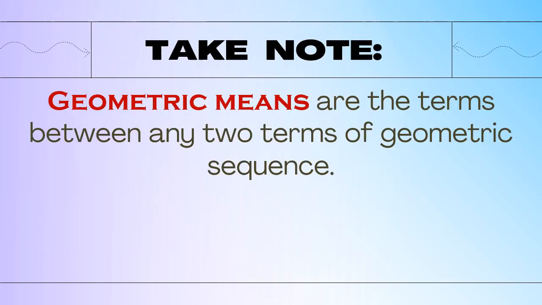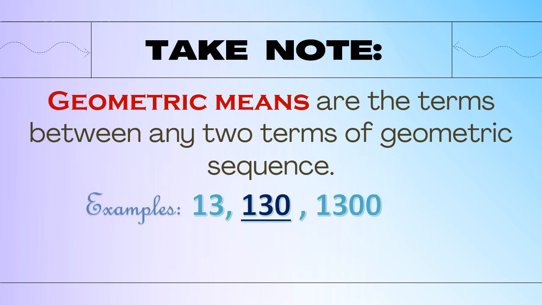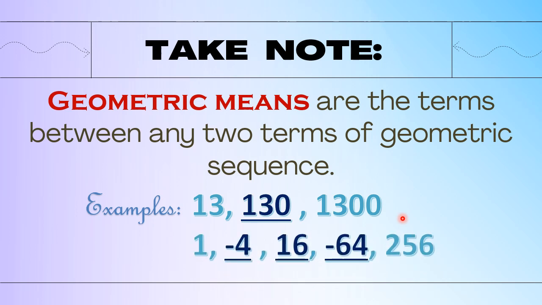Okay. Again, what are geometric means? These are the terms between any two terms of a geometric sequence. Like for example, 13, 130, and 1300. 130 is considered our geometric mean since it is found in between the given terms 13 and 1300. Aside from that, we can also have a lot of geometric means as long as these are in between the given two terms.